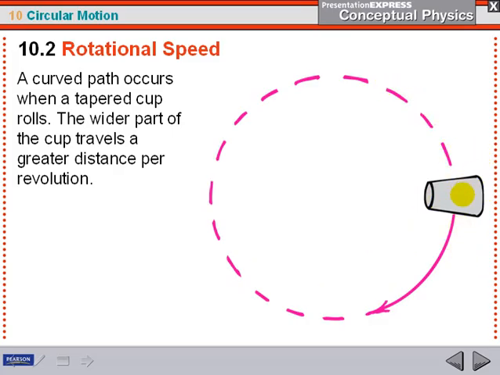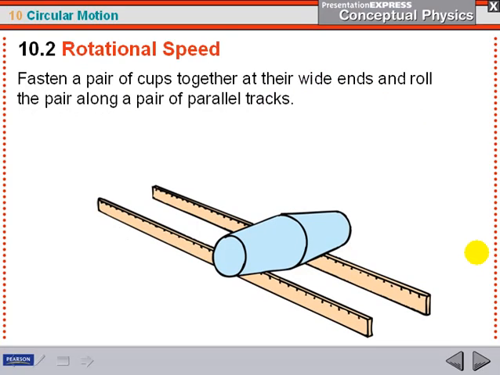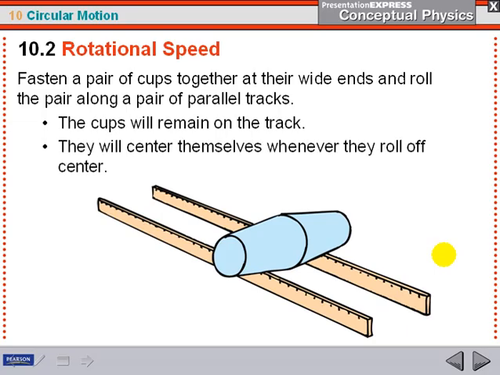A cup, if you lay it on its side, and it's tapered, is going to travel in a circle as you roll it on a table, because the wider part of the cup is going to travel a greater distance per revolution than the inside part of the cup. So it rolls in a circle, because the wide part of the cup travels faster than the narrow part in linear speed. So we put a pair of these on a track and we roll them along that track. The cups will always remain on the track, and I'll do this in class to show you. They'll always start to center themselves as they roll off the center.